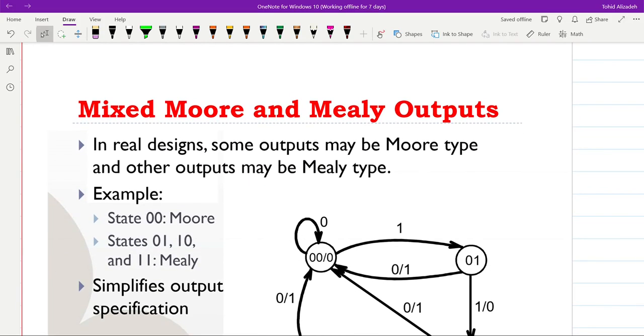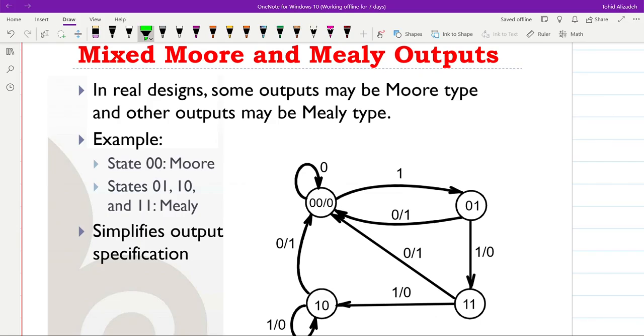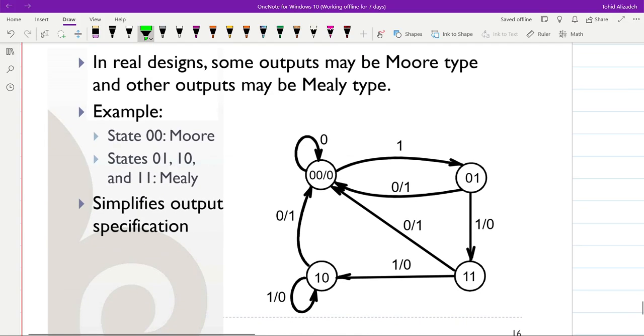And as I maybe mentioned earlier, we can have mixed Moore and Mealy outputs depending on the case. This is what we have, I think, from the previous example. You can see that in the state 0, 0, the output is always equal to 0, independent of the input. But for the other states, the output depends on the input and the state. And you can see that they are shown here on the directed arc. So we can have a combination of the Mealy and Moore type outputs as well.